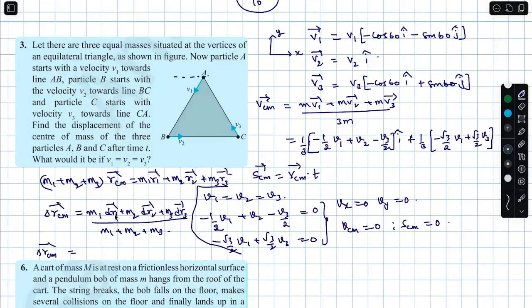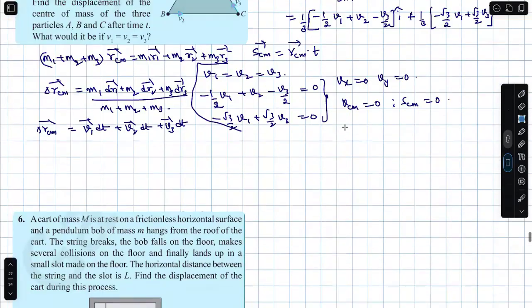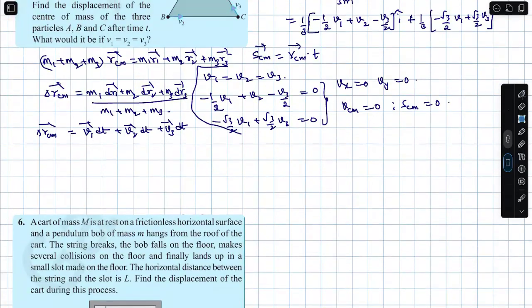Since all the masses are same, M1 is equal to M2 is equal to M3, so displacement of center of mass is nothing but all are same. And displacement dr1 is nothing but V1 bar dt plus V2 bar dt plus V3 bar dt whole by 3. Whole by what is this? What do you say?